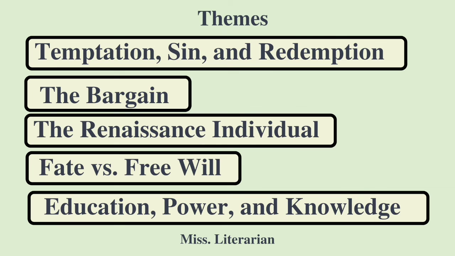Let's see the themes that are used in this drama. Temptation, sin, redemption. Next is the bargain. Bargain can be referred to as the Faustian bargain because Faustus has bargained with Lucifer to provide him many kinds of magical skills to deal with the devils. Next is the Renaissance, because when Marlowe wrote this play, that was the period of the English Renaissance, where a lot of transition from a more medieval society to the Renaissance was happening. Next is fate versus free will, and the last is education, knowledge and power.